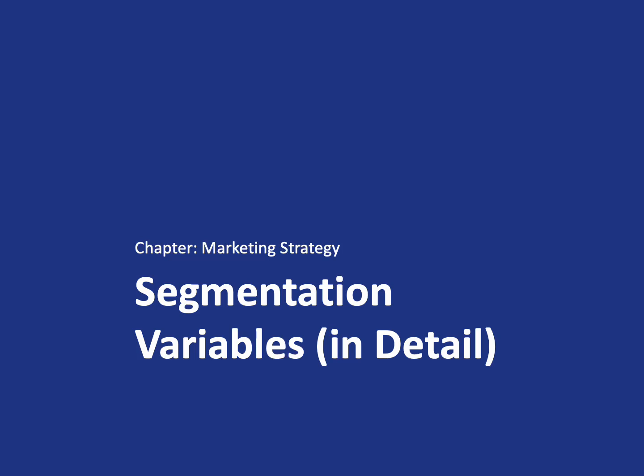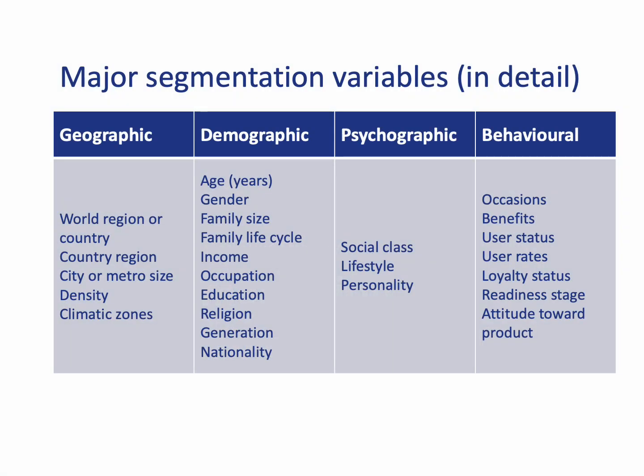Welcome to the video on segmentation variables, which is a part of marketing strategy. In this video, we discuss major segmentation variables in more detail, giving you specific examples of what each includes. So here are the four major segmentation variables: geographic, demographic, psychographic, and behavioral, that are outlined in this table.